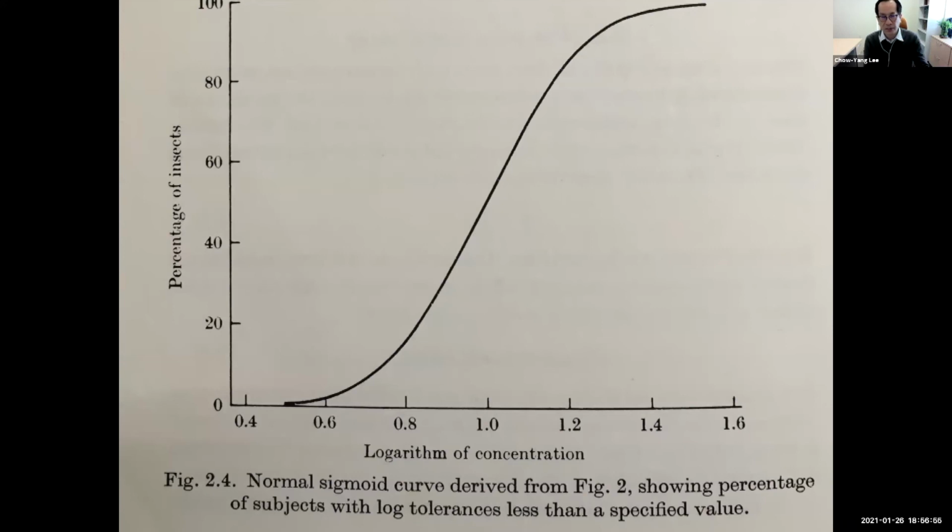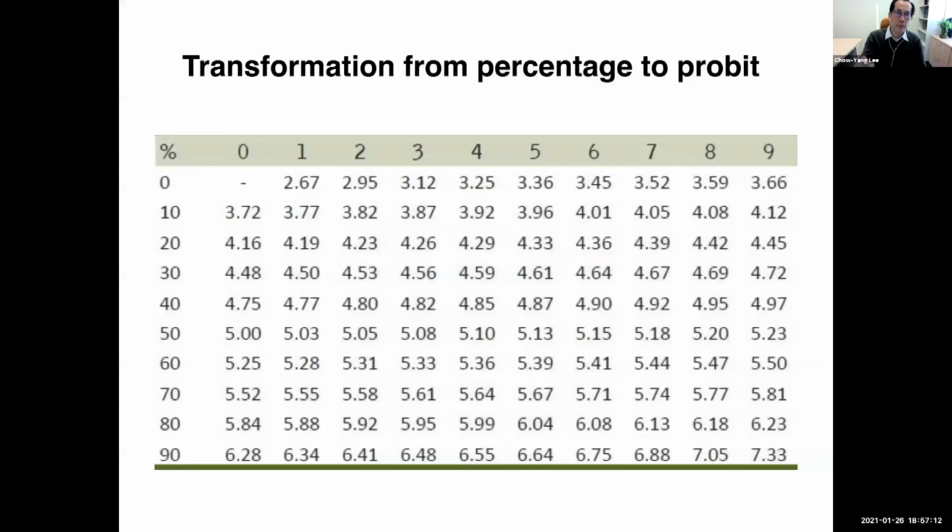Now, this is still a curve. So how do you turn this so-called normal sigmoid curve into a straight line? You take the cumulative percentage mortality of the insects on the y-axis and transform the percentage into Probit units. In the past, we would use a table to do the transformation, but these days you can use computer programs, so you don't have to worry too much about it.